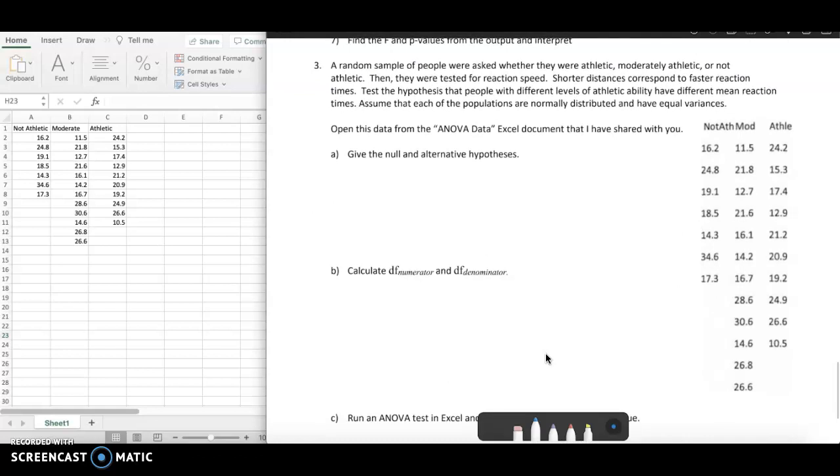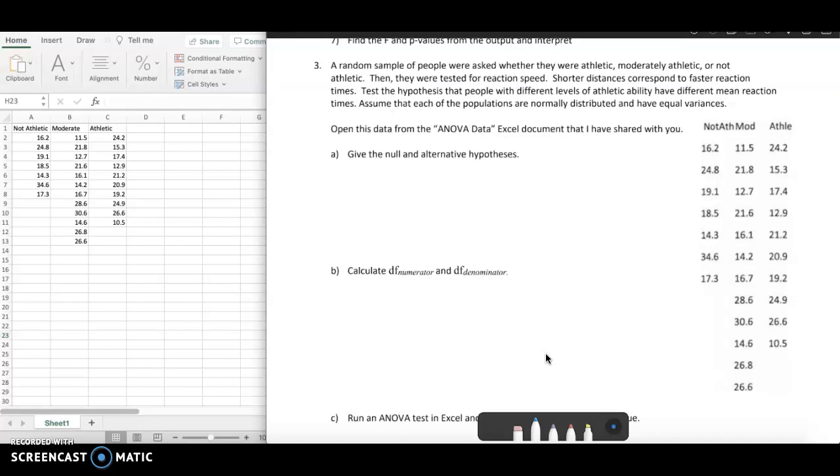So here we've got a random sample of people were asked whether they were athletic, moderately athletic, or not athletic at all. And then they were tested for their reaction speed. So shorter distances correspond to a faster reaction time. We want to test the hypothesis that people with different levels of athletic ability have different mean reaction times. And it does say, assume that the populations are normally distributed and have equal variances.